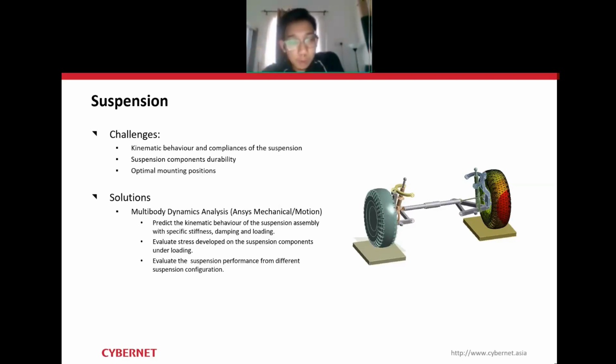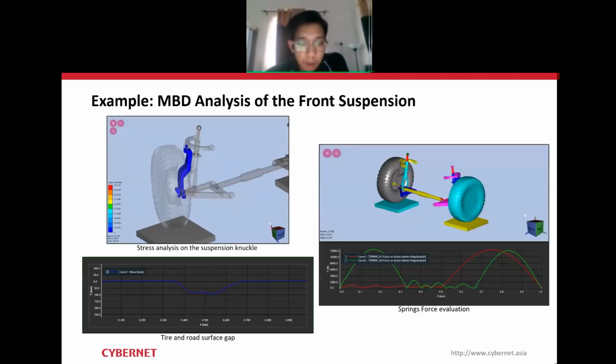So again, with the multi-body dynamic analysis, we can predict the kinematic behavior and also the compliances of the suspension systems, like springs, under any types of loading conditions. And then, of course, you can also perform a structural analysis to evaluate the stress being developed on each of the components of your suspension.